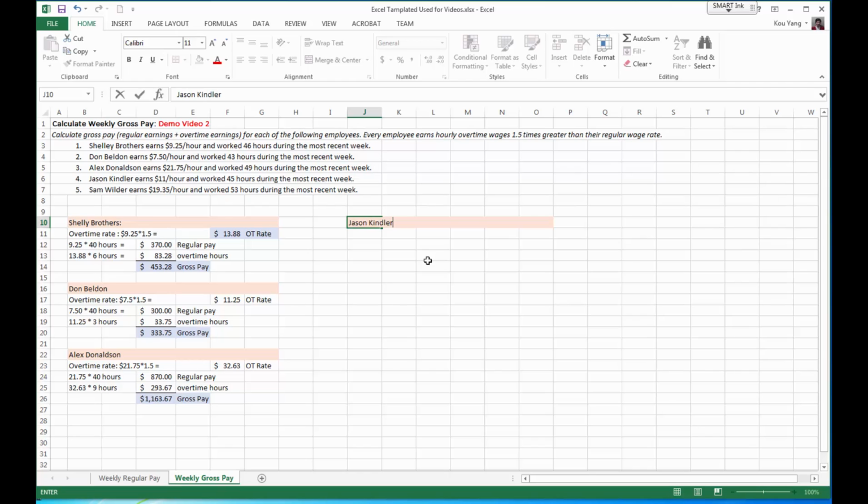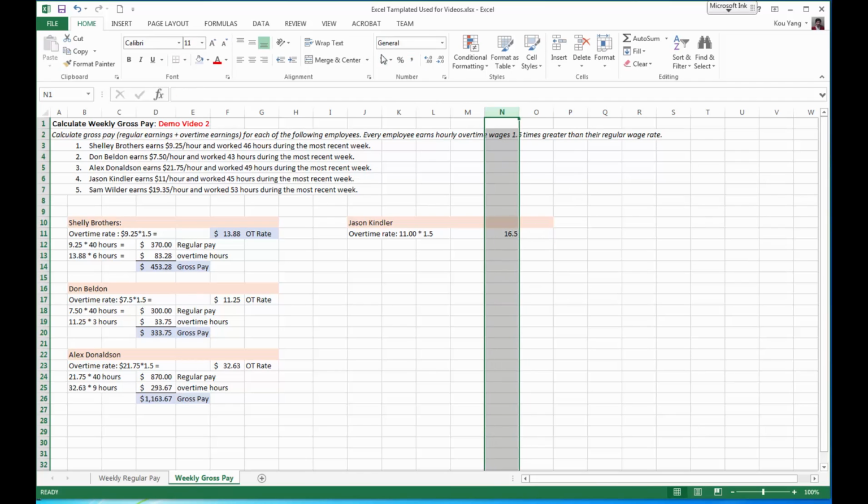Jason Kindler. His overtime rate would be calculated by taking his regular pay of $11 per hour, and he worked 45 hours that week. So we're going to take $11 and multiply by 1.5. His overtime rate is 11 times 1.5, for a total of $16.50 for his OT rate or overtime rate.